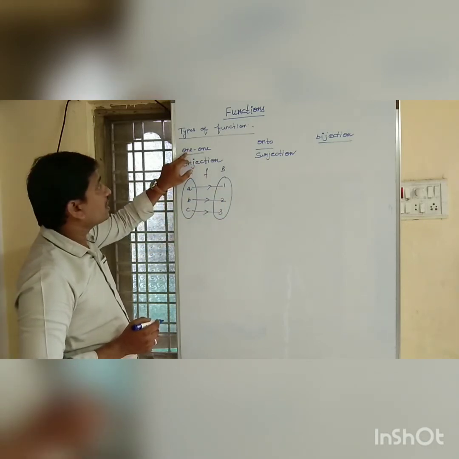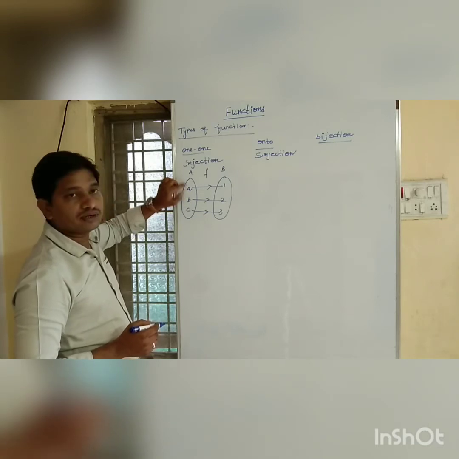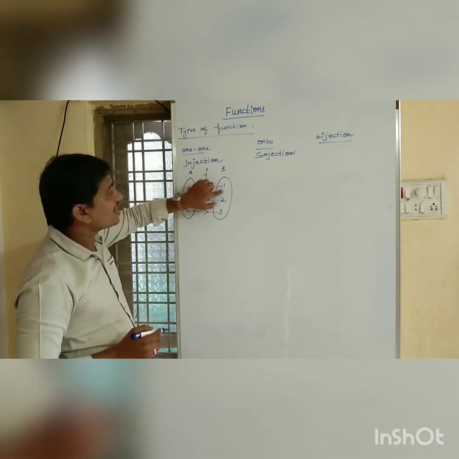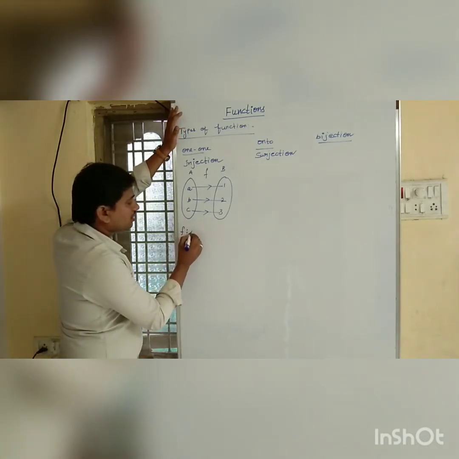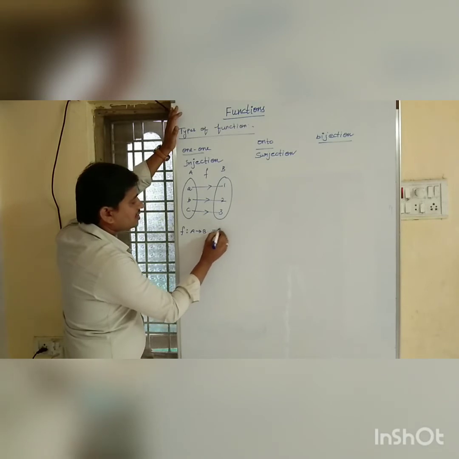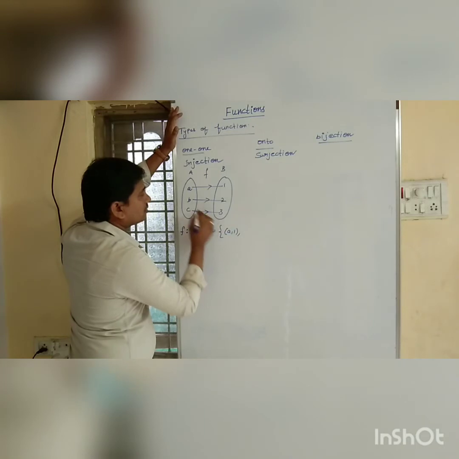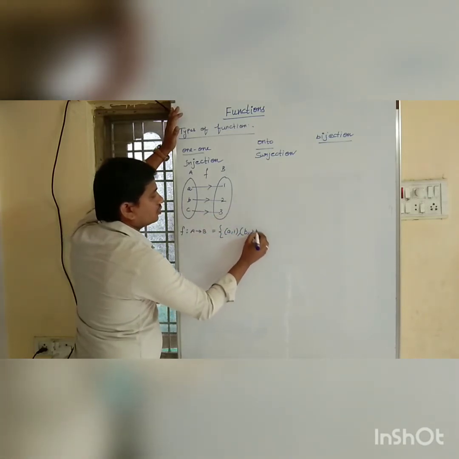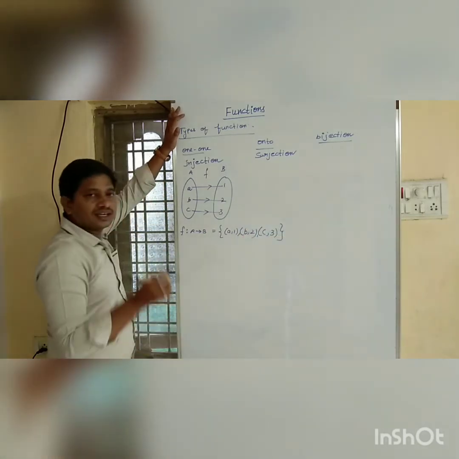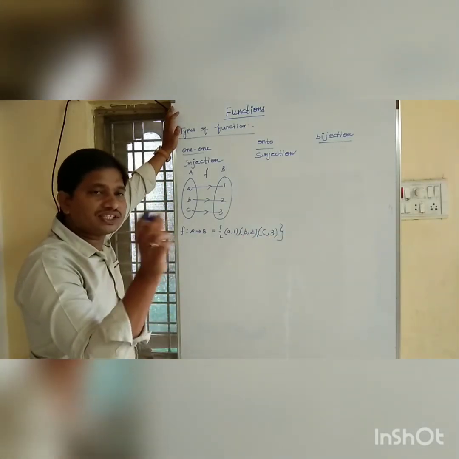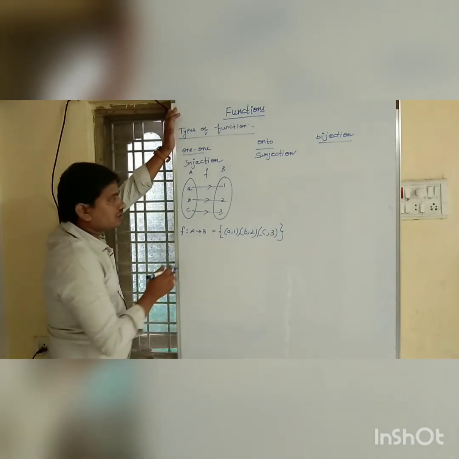Okay, the name itself says one-one. One element in set A must be mapped with one element in set B. See children, so the function f maps A to B, which is defined as (a, 1), (b, 2), and (c, 3). Distinct elements of A must have distinct images in B. See here, one-one function.